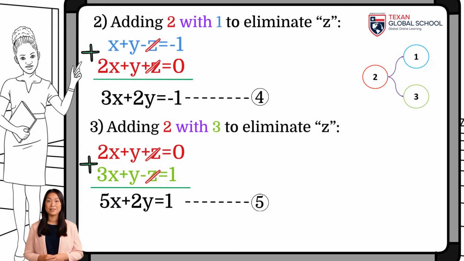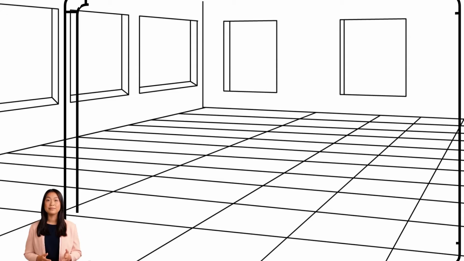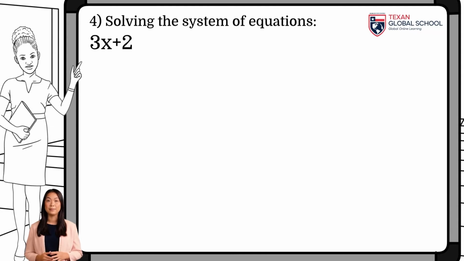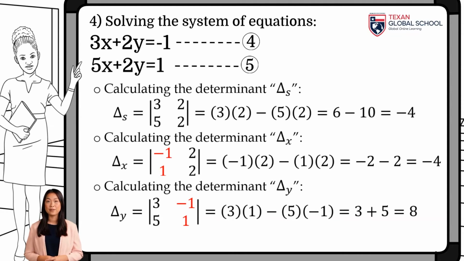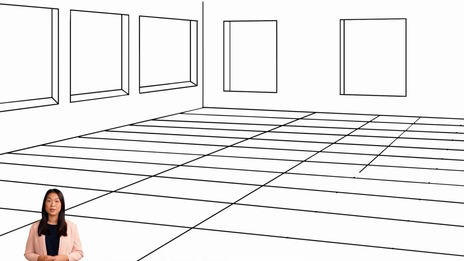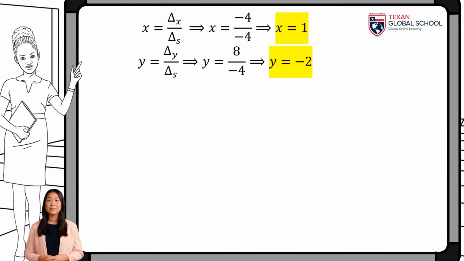So, by canceling the variable z, we see that the 3 by 3 system reduced to a 2 by 2 system. We can solve it with any of the above methods. In this case, we will use the Cramer method. So, the determinant of the system is -4, the determinant on x is also -4, and the determinant on y is 8. So, doing the quotients, we get that x results in 1, and y results in -2.